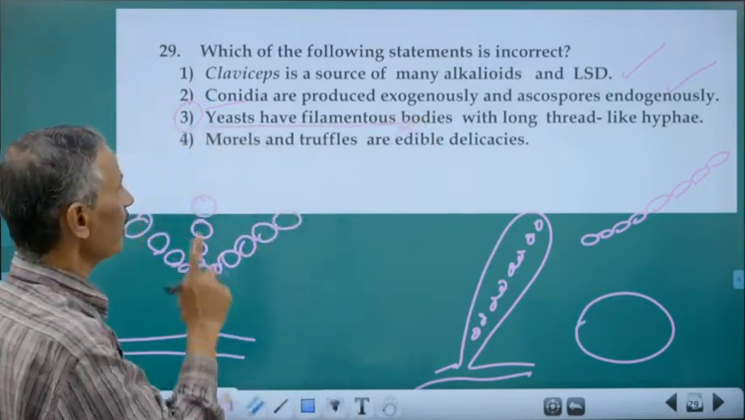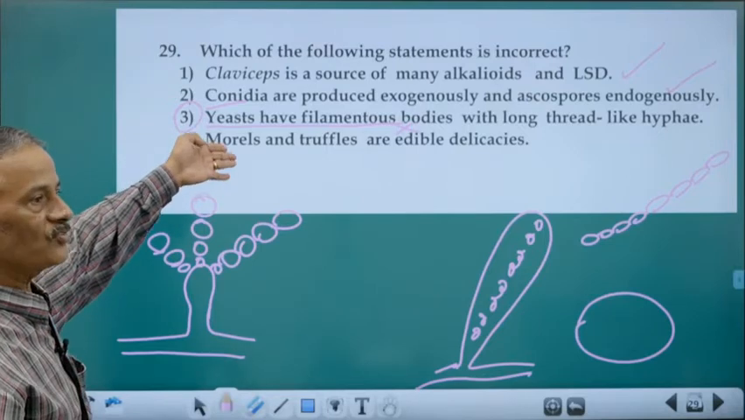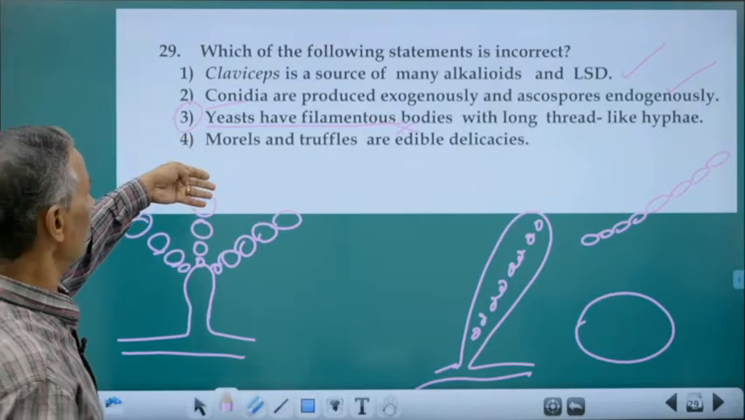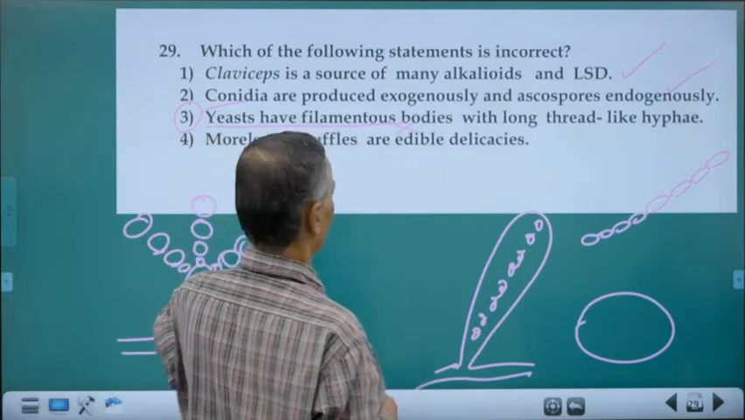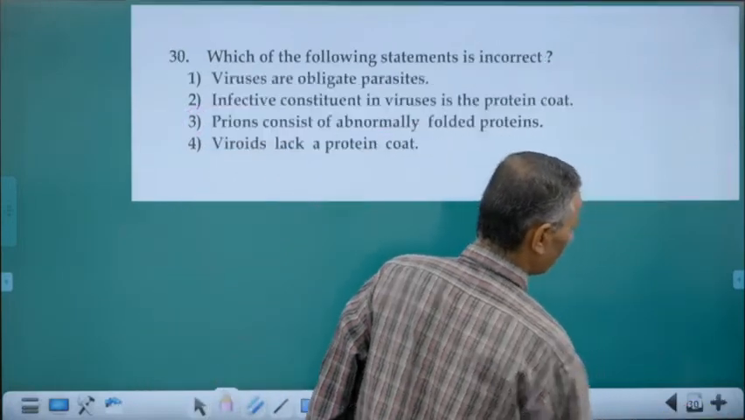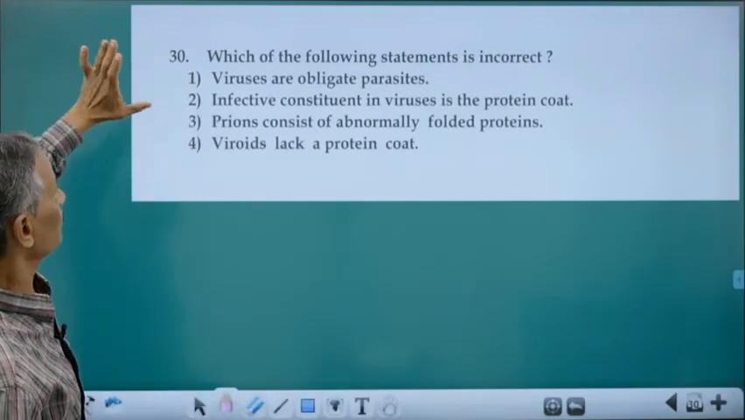Morels and truffles are edible delicacies. They all belong to ascomycetes. They are all edible. Morels are called Morchella esculenta, and truffles. Okay. So, which of the following statements is incorrect?